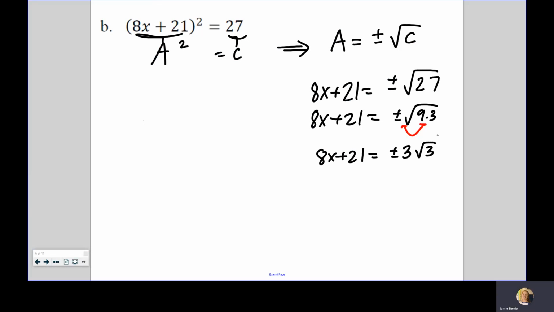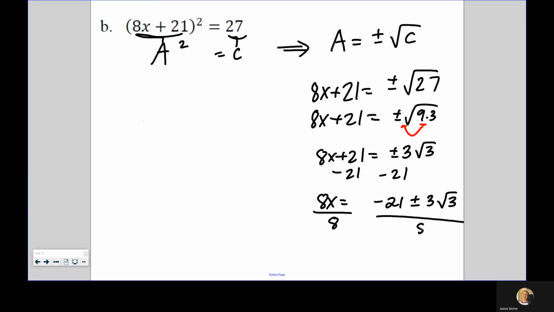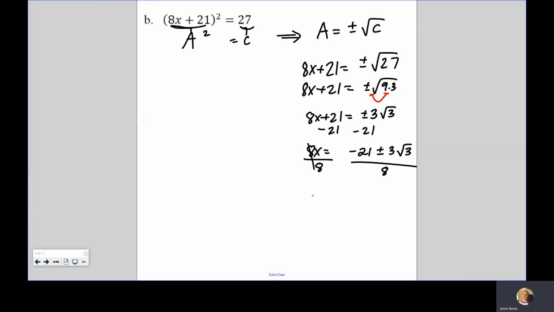All right, so now that we've got that simplified, let's go ahead and move the 21 over. So subtract 21, subtract 21. I'm going to write that in the front. So I have negative 21 plus or minus 3 times the square root of 3. All right, then divide both sides by 8. Okay, so we would have x equals negative 21 plus or minus 3 times the square root of 3 divided by 8.